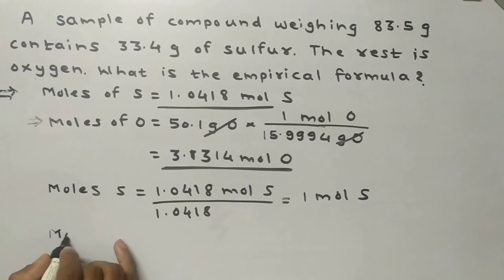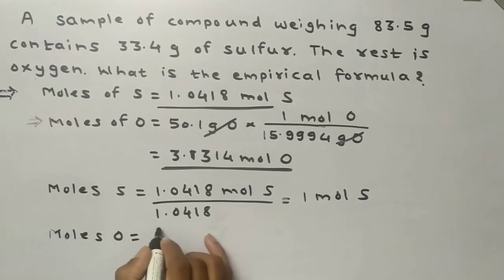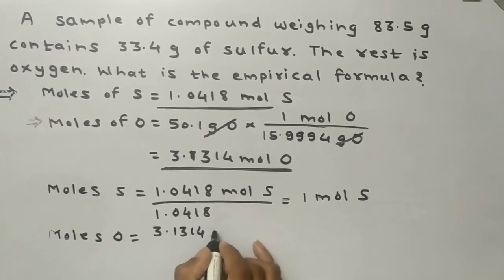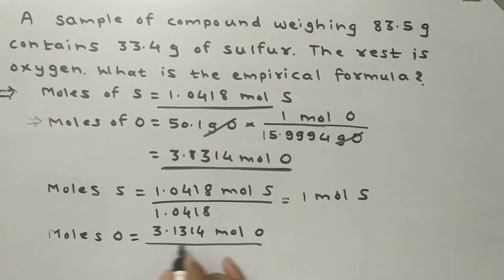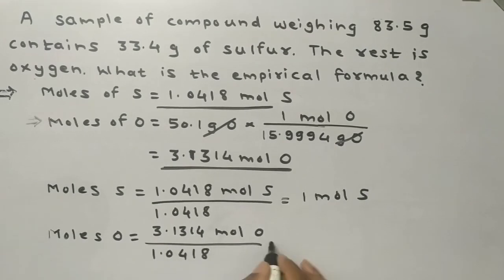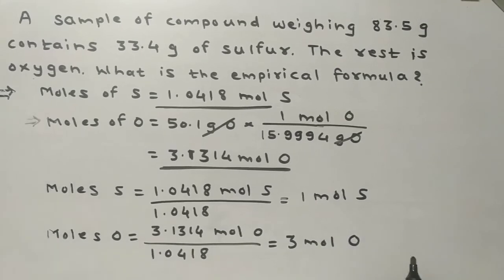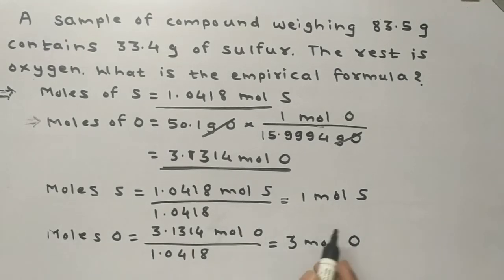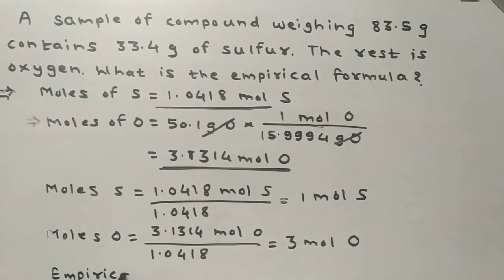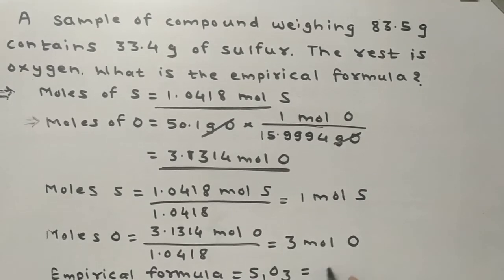Similarly, for moles of oxygen, 3.1314 moles of oxygen divided by 1.0418 is 3 moles of oxygen. Now we have 1 mole of sulfur and 3 moles of oxygen. So the empirical formula will be S1O3, which is nothing but SO3.